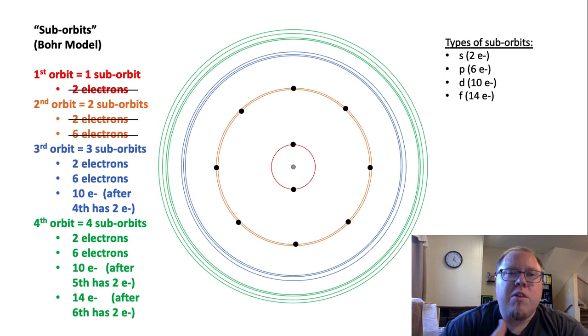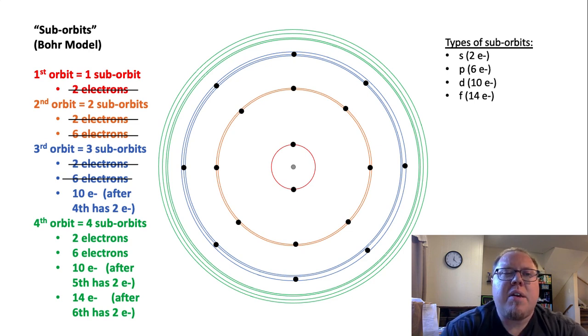Then we go and fill in the third orbit, with 3 suborbits in it. So we always fill in the S's first. Okay, so first we're going to get 2 electrons as that S shape, okay, the S suborbit. Then we're going to do the P's. So we're going to get 6 electrons doing that P shape. Now this is where it gets a little weird. Okay, the D suborbit with 10 electrons is actually higher energy. It's actually harder for the electrons to get into that D suborbit than it is for it to be in the 4th orbit that's an S.